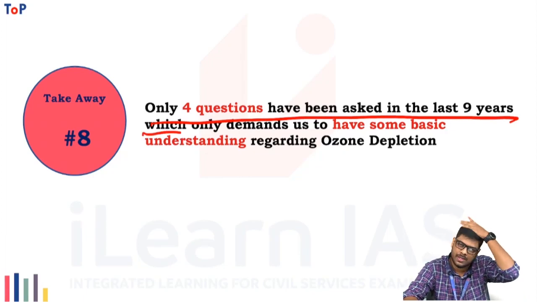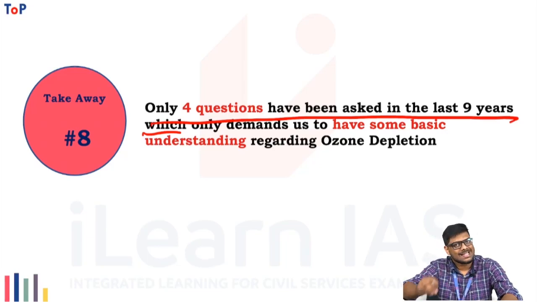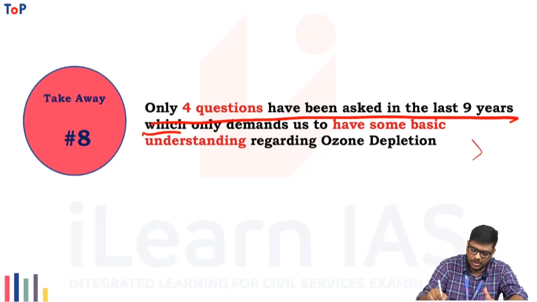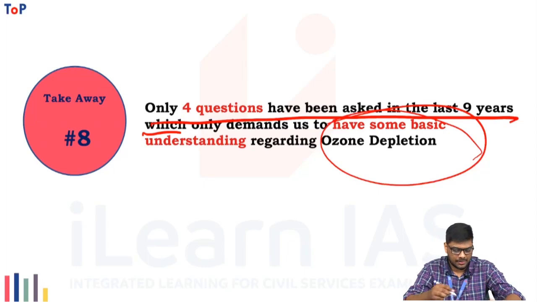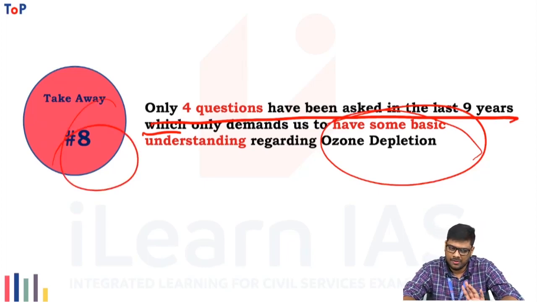No other questions, which means it is only that important. You don't need to invest more time into it. It's less important than the ecology portion also. Even if UPSC asks questions about ozone, they will be the most basic questions. Now, this is my takeaway number 8. Nothing other than these 2 points. Invest less time in ozone depletion, study the most basic things.